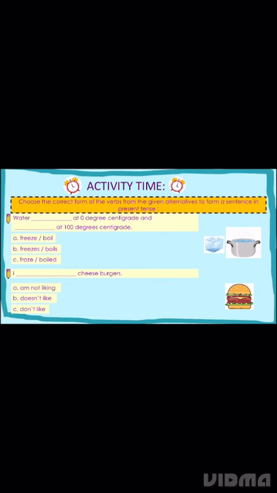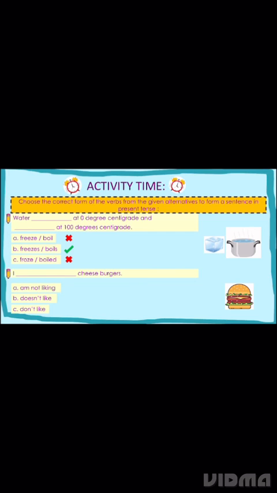So children, tell me, what is the verb that we are going to apply in this sentence? Water dash at 0 degrees centigrade. What do you think the answer could be? Freeze, freezes or froze? Very good. It is freezes. The water freezes at 0 degrees centigrade and dash at 100 degrees centigrade. Very good. Boils at 100 degrees centigrade. So the correct answer is freezes and boils, that is with an S.